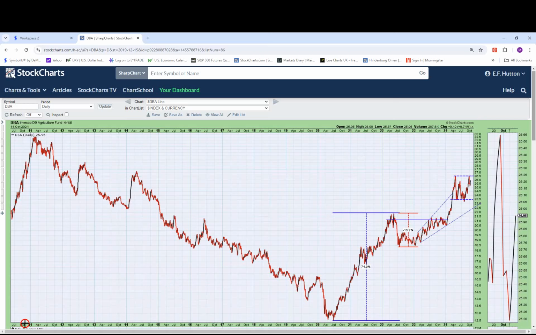And zoomed way out back to 2011, the peak of agricultural prices, commodity prices there, you can see we're really far away from there. So if it challenges that and continues moving up, then this could be a secular bull market after that.